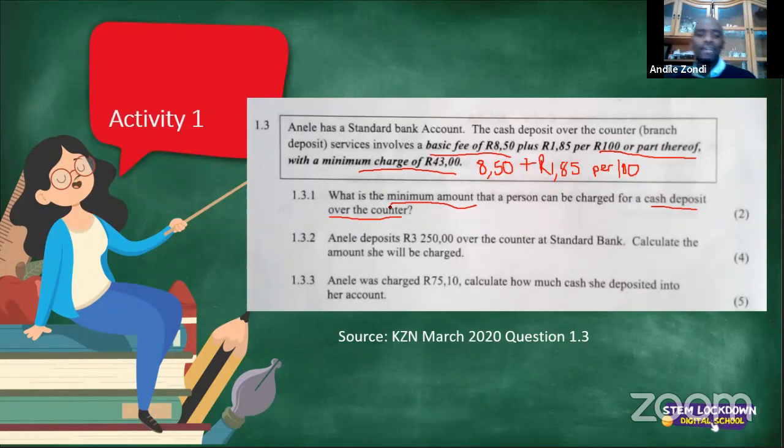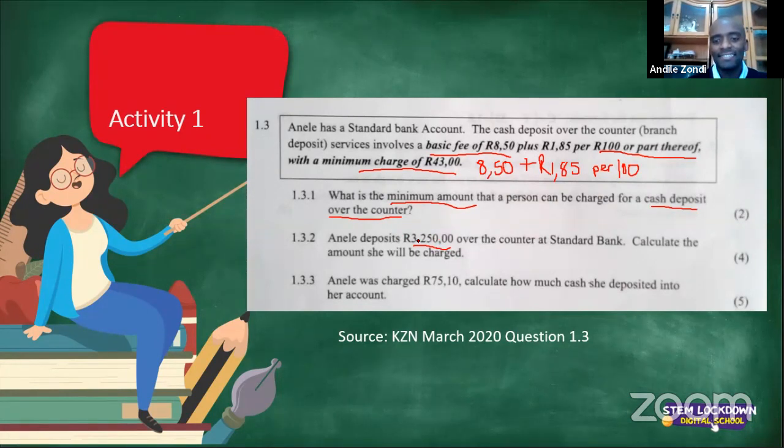Now the second question says, Anele deposits 3,250 over the counter at Standard Bank. So obviously, underline this figure and let's understand what it is. Obviously, it is a deposit. Now they say calculate the amount she will be charged. Obviously, you need to use your formula. There's your formula there.